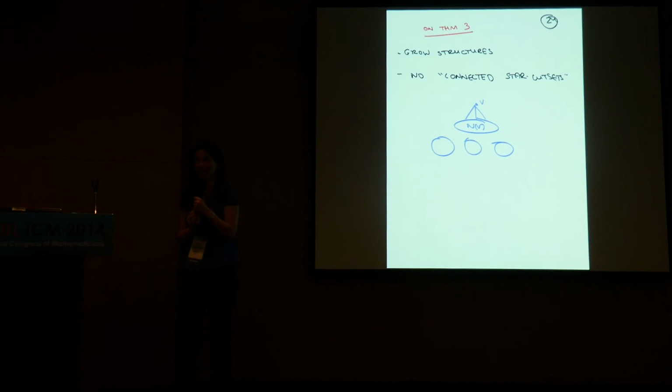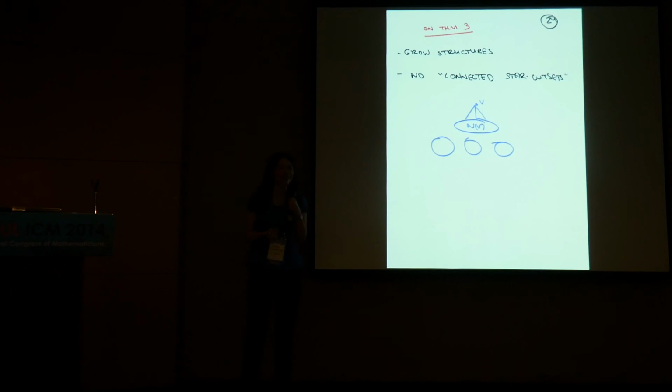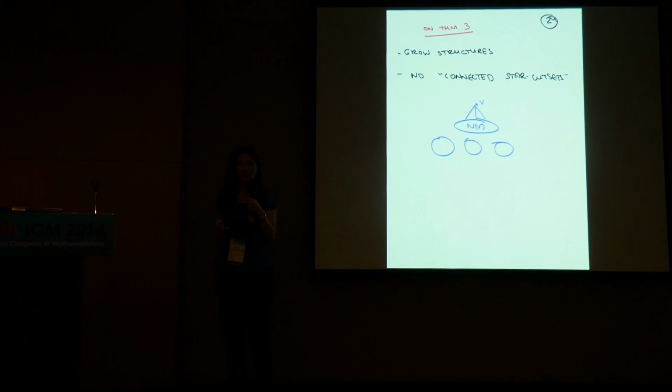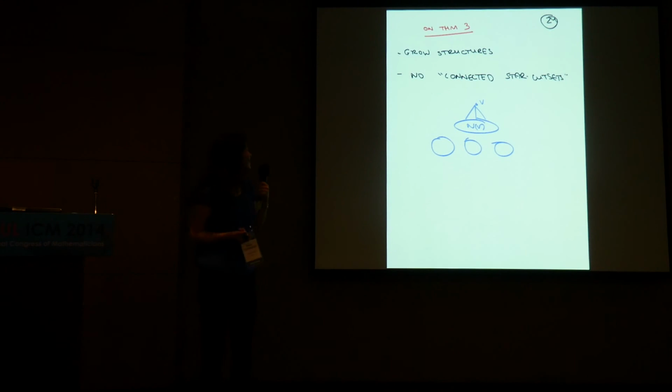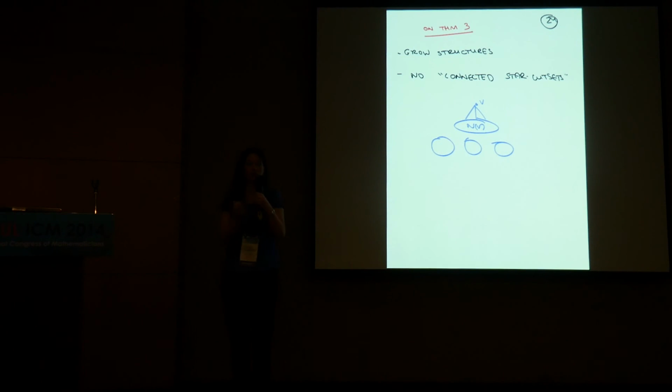So I'm forbidding C3 and C4, or C3 and C5, or C4 and C5. So what happens there? It's sort of pretty. I mean, I think the nicest thing about this theorem is its proof. A lot of the time what happens is you can just grow a structure.